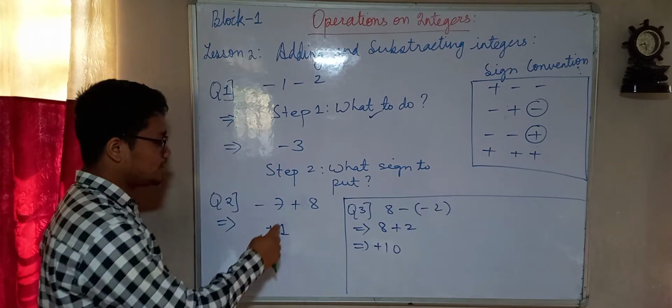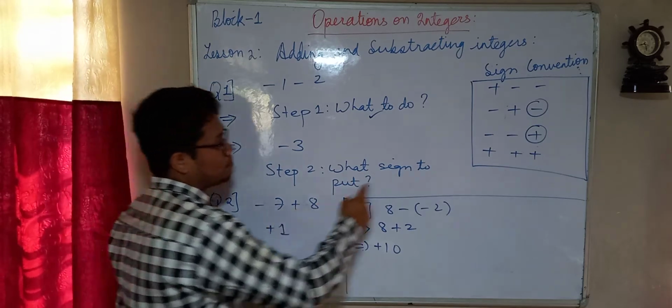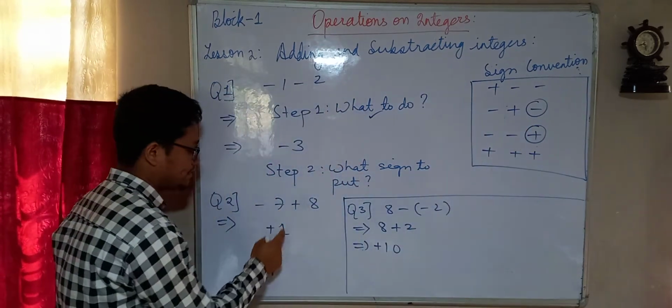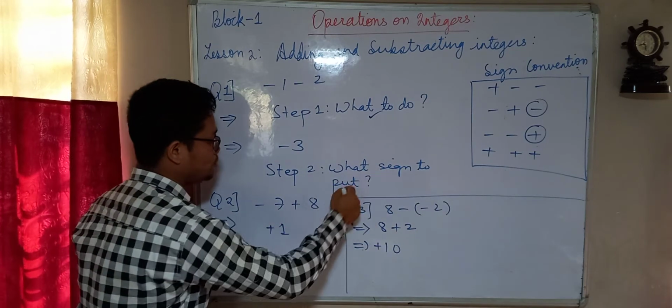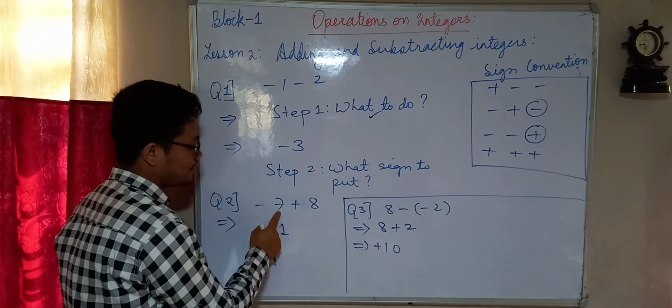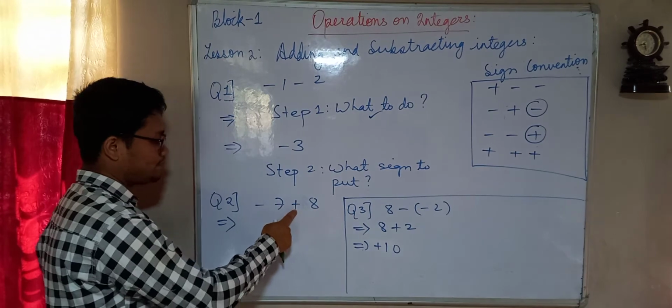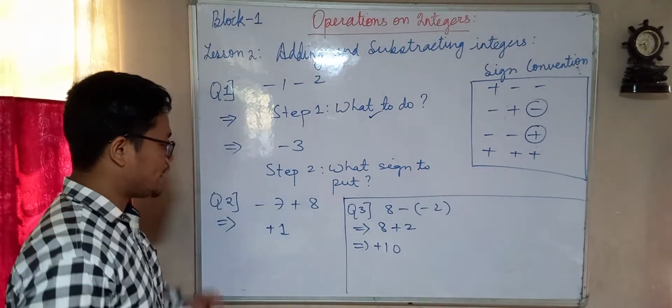Similarly over here also, minus plus minus I have to do, so 8 minus 7 is 1. So what sign to put? 8 is bigger or 7 is bigger? 8 is bigger. So before 8 the plus sign is there. So I have kept plus.